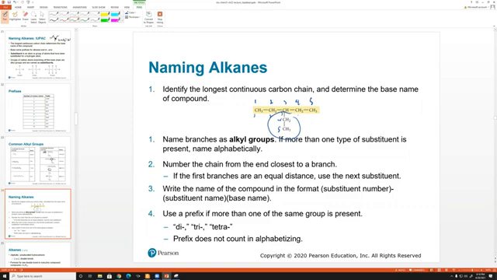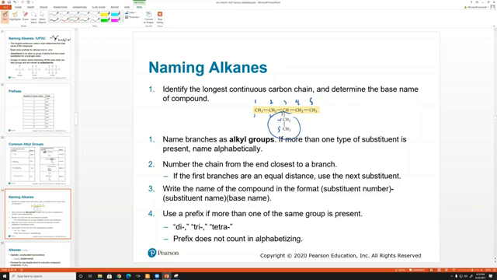middle. Okay, so then what, does anyone want to come up with what do we do with it? Like how do we name it before we go through all the rules? No? Okay, we'll go through it. So name the branches as alkyl group. So alkyl group is another name for just a saturated hydrocarbon, alkane. Alkyl, alkane. If more than one type of substituent is present, name alphabetically. Number the chain from the end closest to the branch.